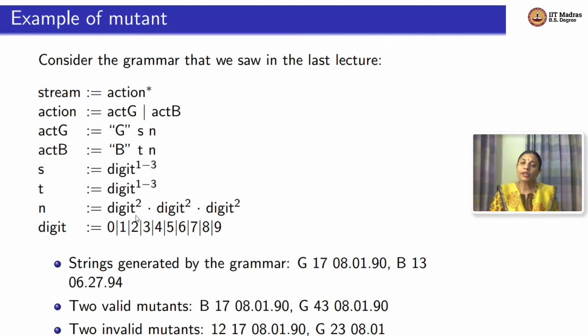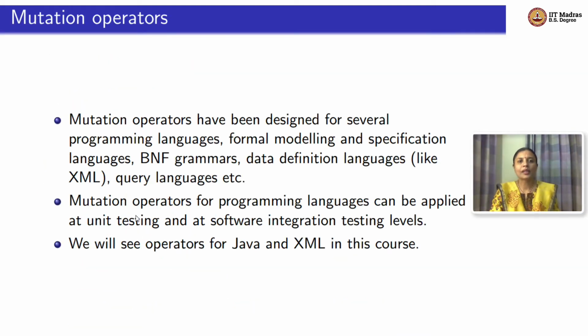As inputs, you can generate both strings that are valid and strings that are invalid and test how the program behaves on these inputs. So this is an example of mutating inputs. We just saw an example of mutating programs. Mutation operators are available for several different programming languages.